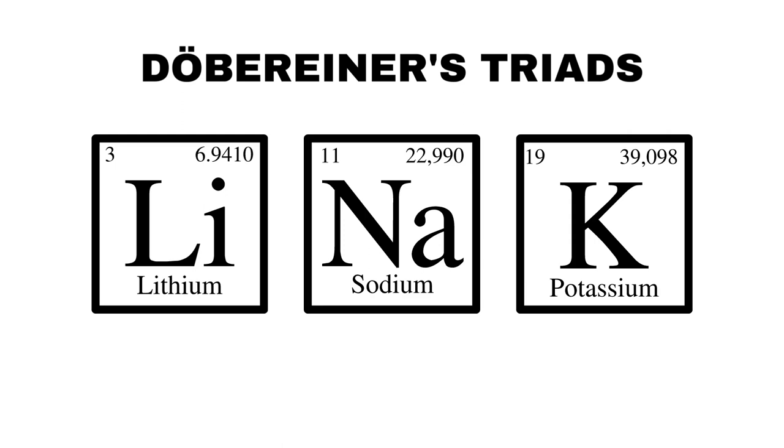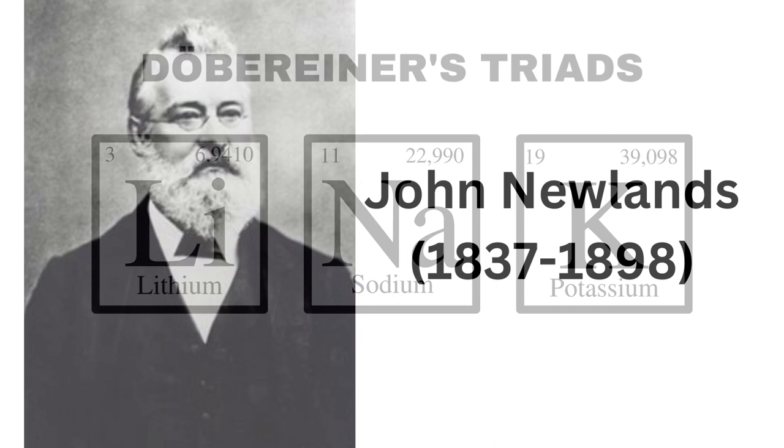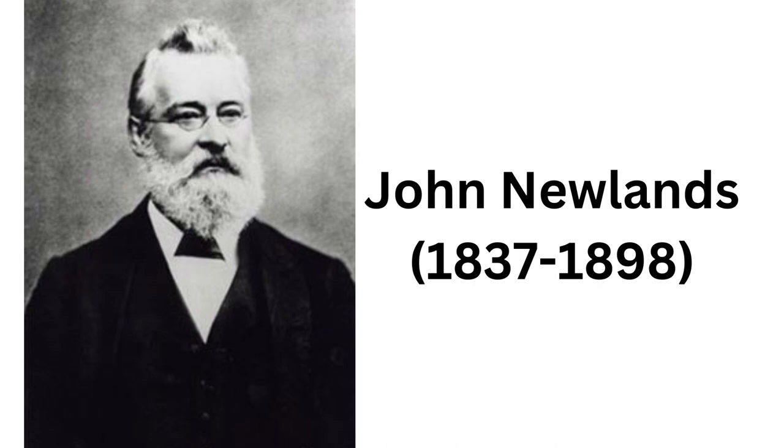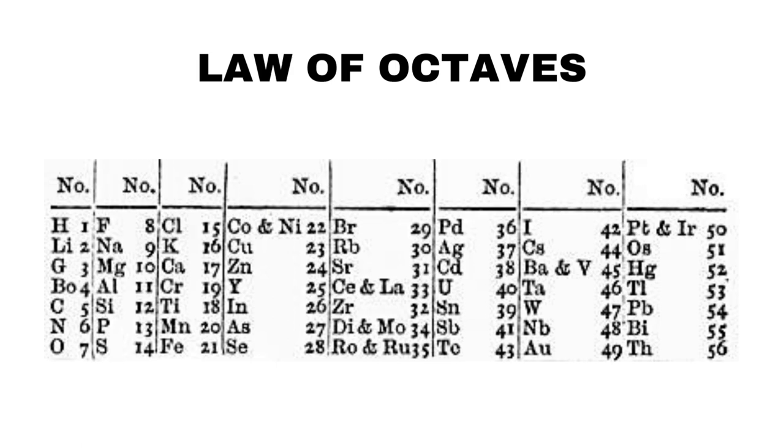He also observed that the middle element in each triad had an atomic weight that was the average of the other two. This was an early hint of a periodic pattern among the elements. In 1864, John Newlands, a British chemist, proposed the law of octaves, which stated that every eighth element had similar properties when arranged by increasing atomic weight. He compared this to the musical scale, where every eighth note is the same. However, his idea was not widely accepted because it did not work for all elements, and he did not leave any gaps for unknown elements.